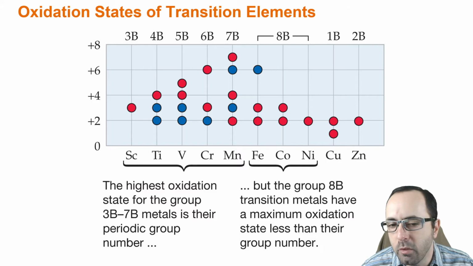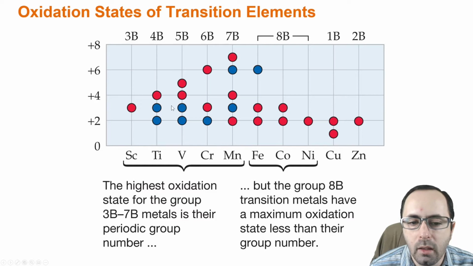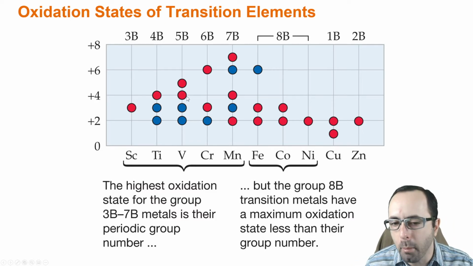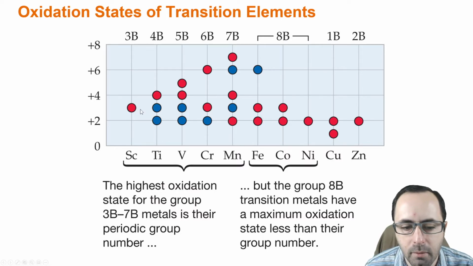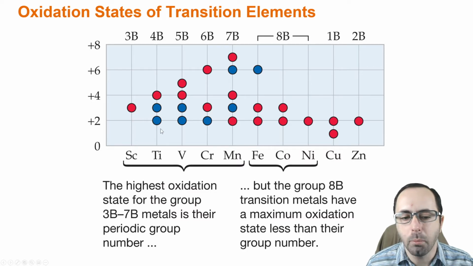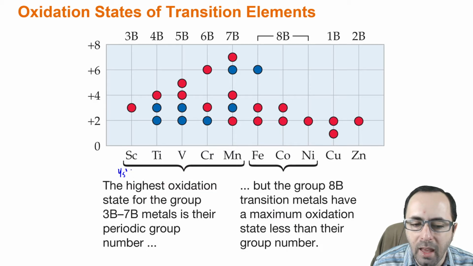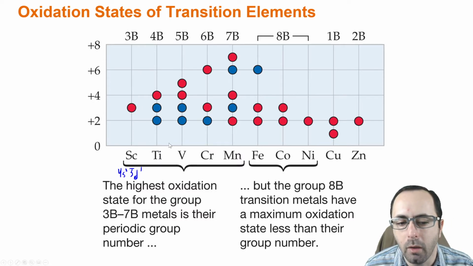What you'll see here in terms of pattern, and this is very important that you understand this pattern: first of all, look at the red dots. The red dots are the most important. Those are the most common oxidation states. You can see that the most common oxidation state for scandium is +3. This is because a scandium atom has 2 electrons in the 4s orbital and 1 in the 3d. So if it loses all those electrons, it's going to be losing 3 electrons, which makes a +3 ion.